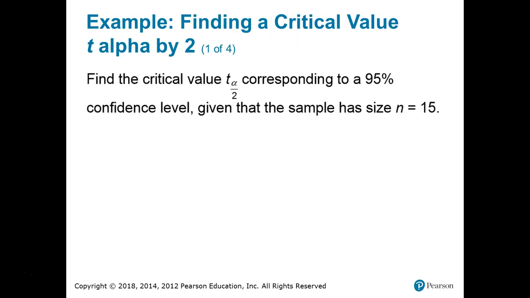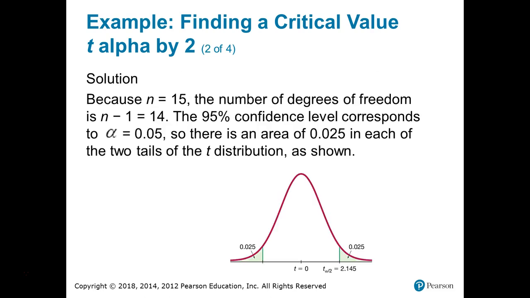So let's do an example. Finding a critical value t alpha by 2. Find the critical value corresponding to a 95% confidence level given the sample size n equals 15. Well, we're going to assume that the requirements are met. We're not going to try and trick you with that, at least not without giving you proper ways to determine if it wasn't. So if nothing's given, assume that those requirements are met.